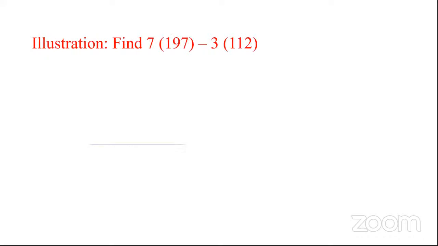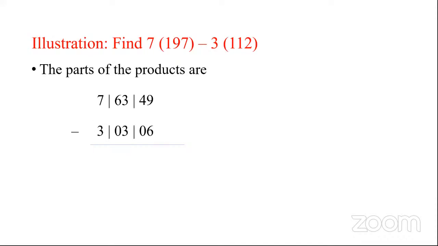Now we go to our problem and apply those vinculum numbers if they occur. Every time they will not occur, but if at all they occur, they play a very important role in calculations. So the example is 7 into 197 minus 3 into 112. As usual, we write the products, except that we will subtract instead of add. So products are like this: 7, 63, 49, and 3. I'm purposely writing 03 and then 06, just to avoid any confusion of the place.